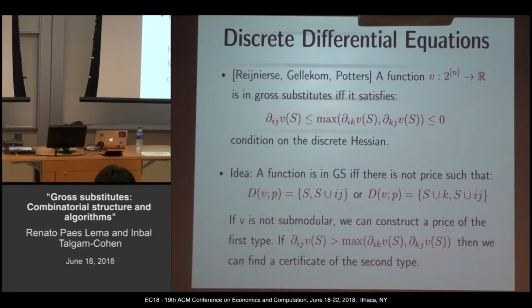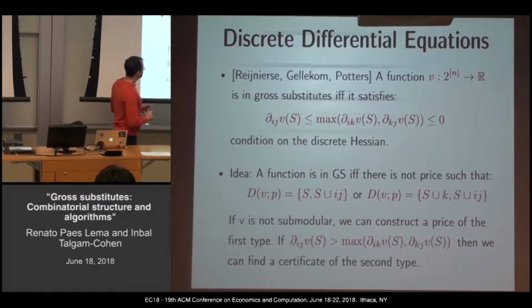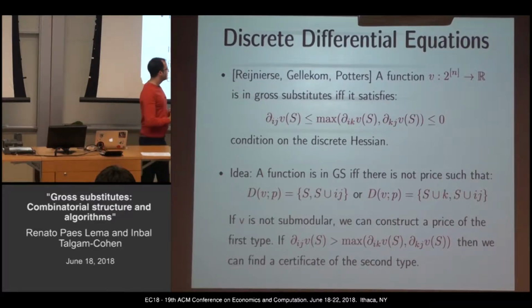If somehow you have some price where this is true, it's clearly not gross substitutes. Because if it's like that, I just increase the price of j a little bit, and all of a sudden there is no longer something that I would want. So that's definitely not gross substitutes. In that case, also easy. If you have some set of prices such that the only bundles demanded are S and K and S and ij, again, I just increase the price of j a little bit, and all of a sudden you don't want i anymore.